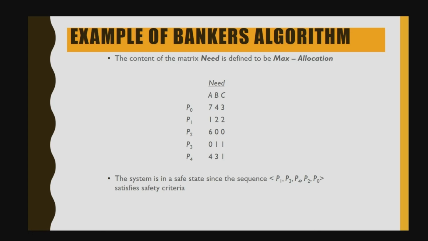So based on this part, we can say that this is in a safe state since the sequence is P1, followed by P3, P4, P2, and P0. So it satisfies the safety criteria. How do we get the sequence P1, P3, P4, P2, and P0? Later on, we will discuss it in an example.